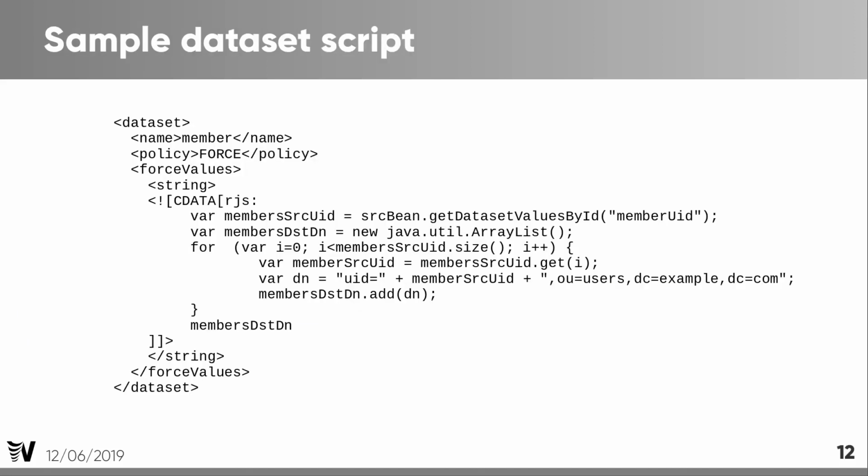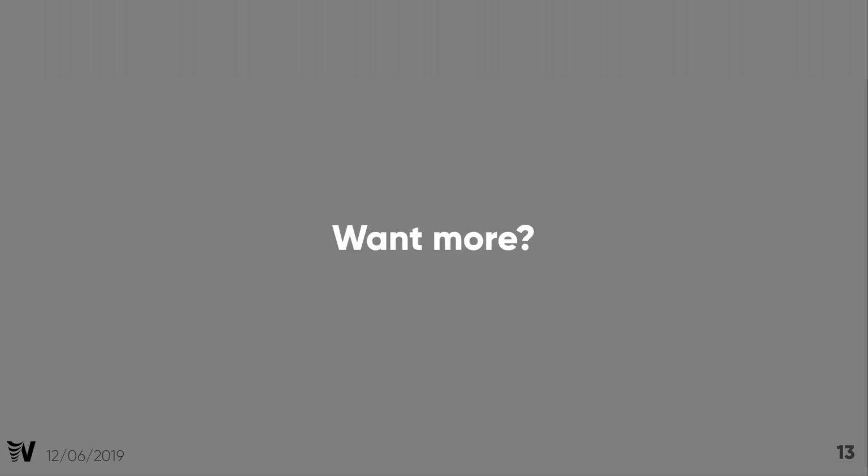And to conclude, a small sample of the configuration. It's an advanced usage with some scripting. Here we see that to calculate the member values in destination, we use some script to get all values from the member UID in source, and we recreate the correct values in destination.